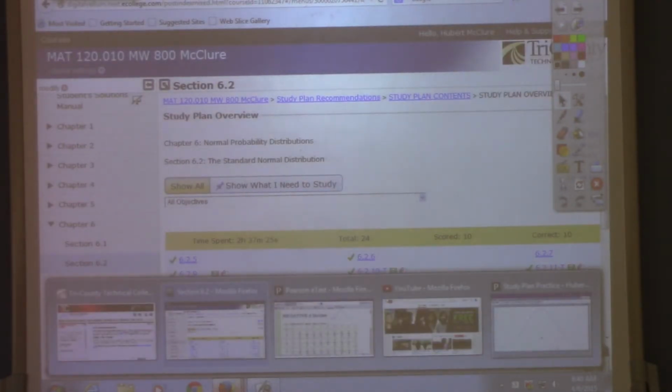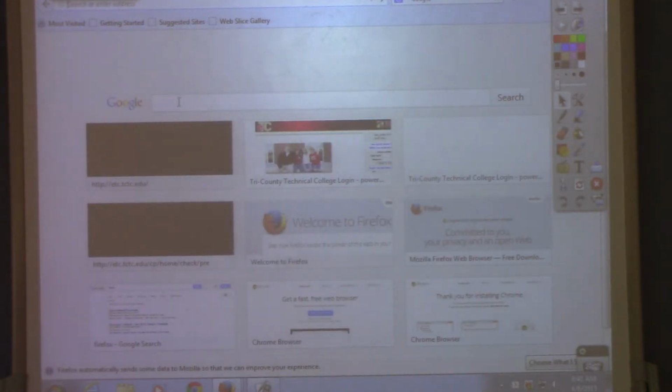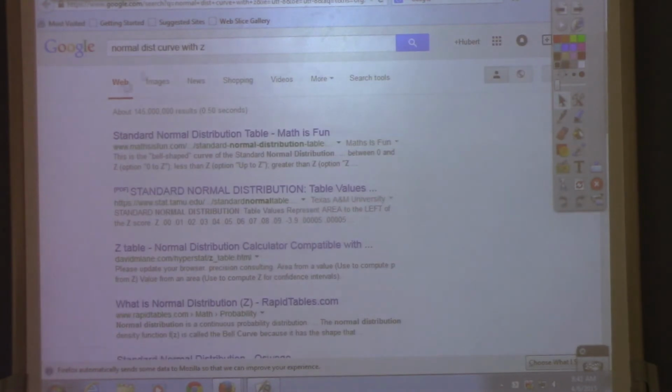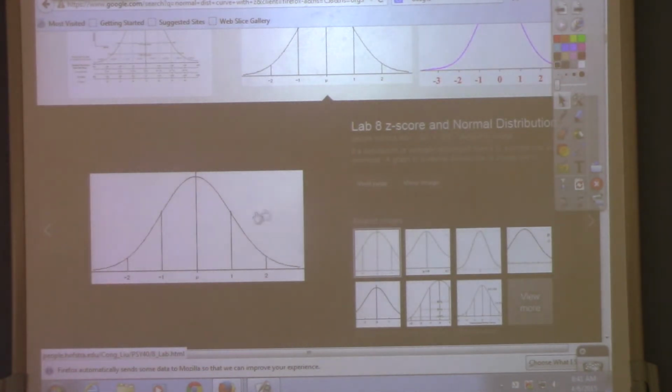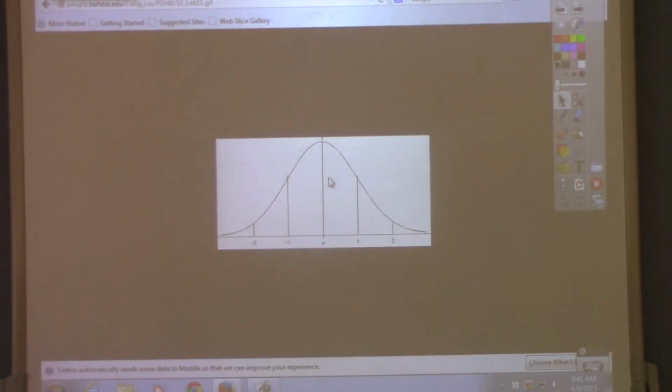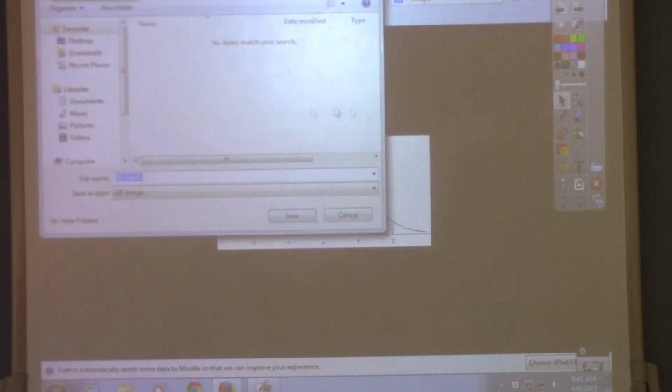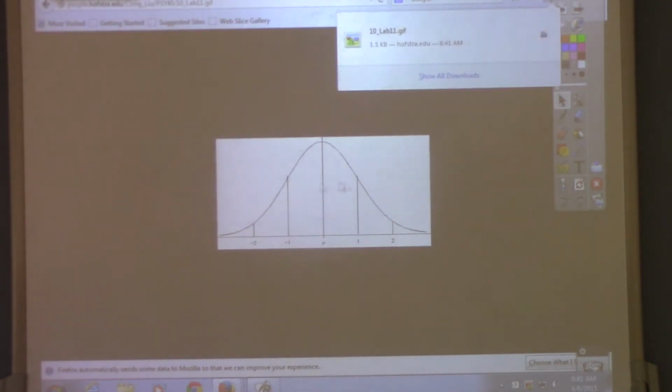This is for those people that don't want to work a lot, those people that don't want to print or copy. Pull up normal distribution curve with Z-scores, and hit images. There it is. And you can take that right there and you can save that as whatever. I think I saved it as downloaded.